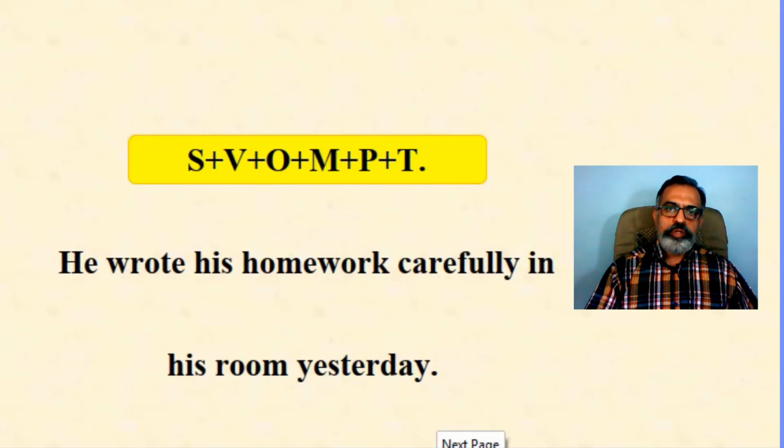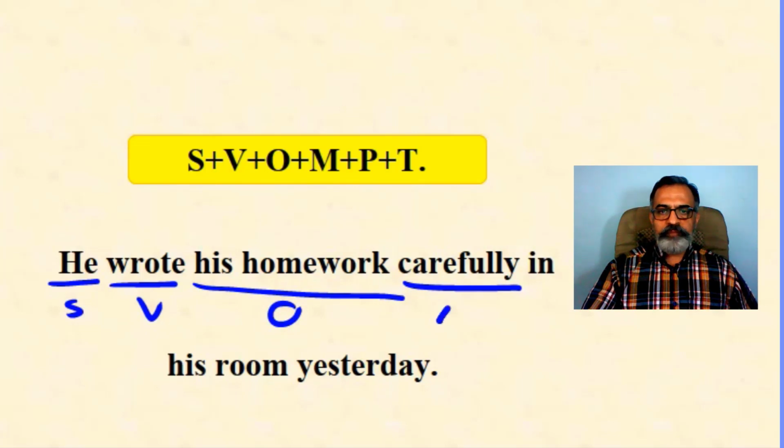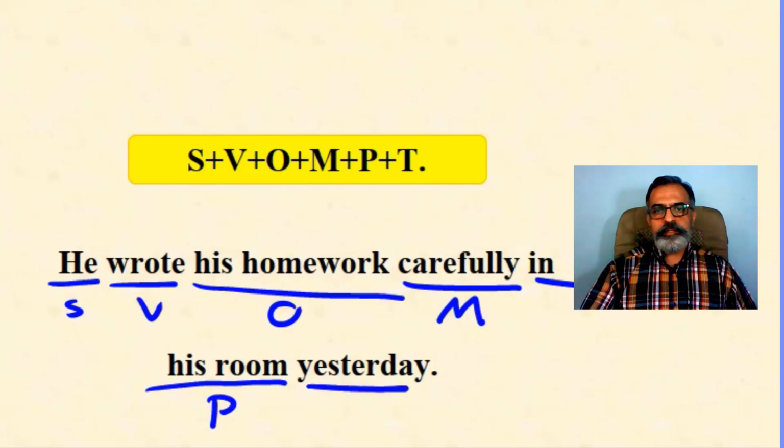Another structure, subject, verb, object, manner, place, time. He wrote his homework carefully in his room yesterday. He, subject, wrote, verb, his homework, object, carefully, adverb of manner, that shows how the verb is done. In his room, place, and yesterday, adverb of time.